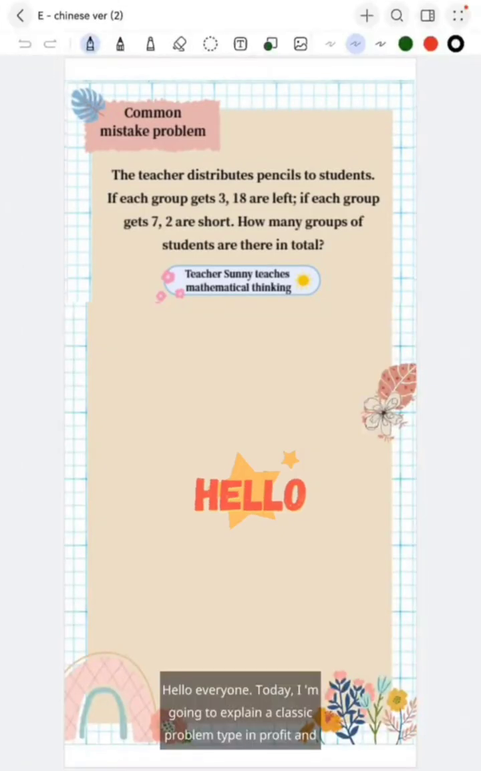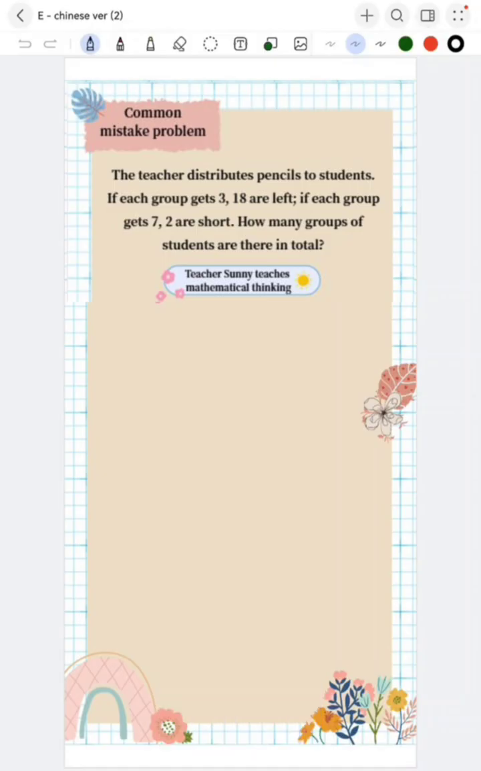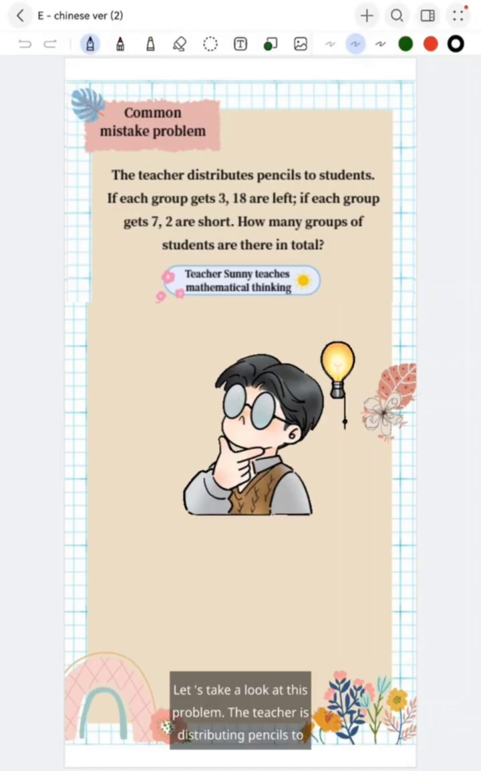Hello everyone. Today, I'm going to explain a classic problem type in profit and loss for you all. Let's take a look at this problem.